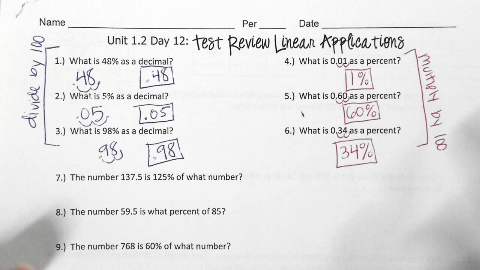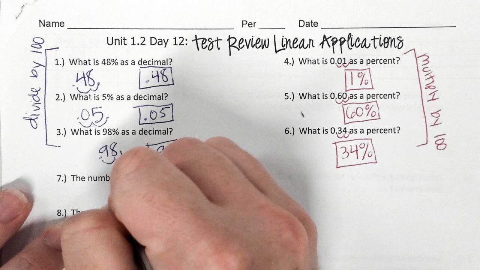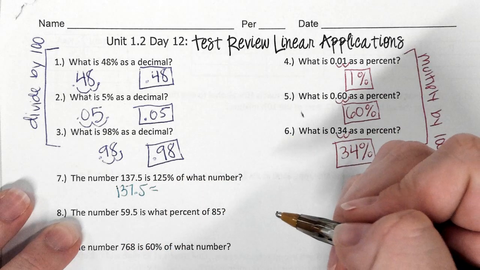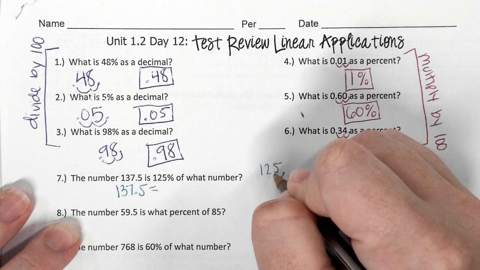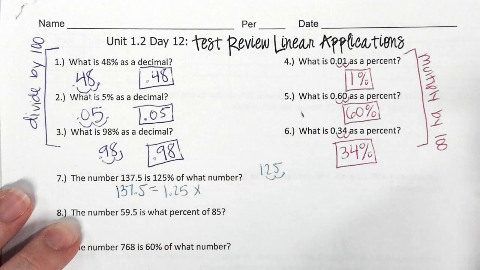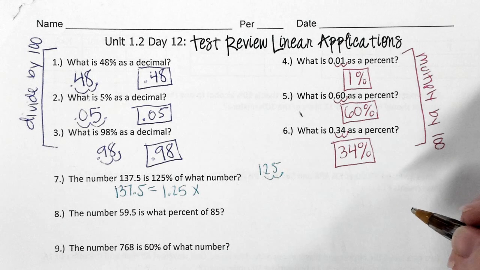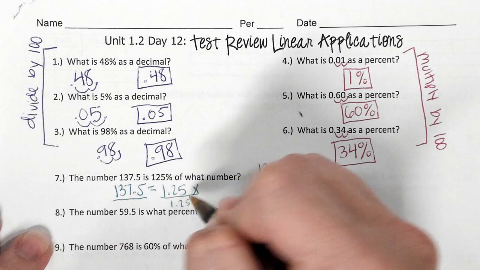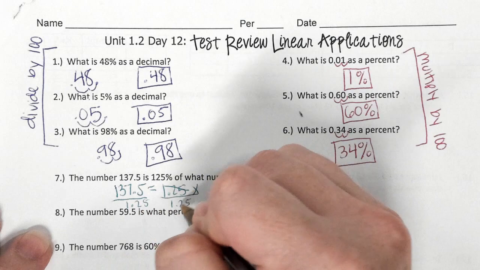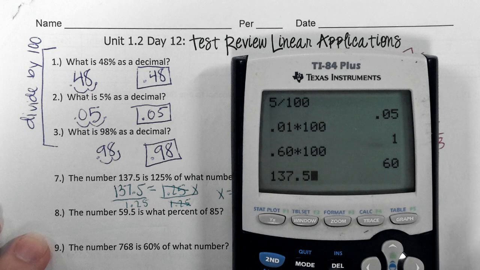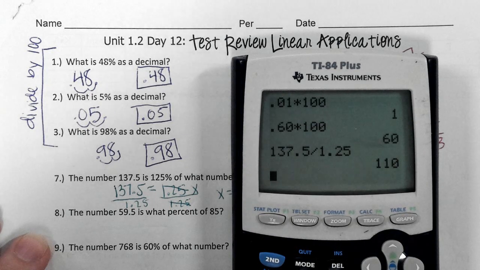Okay, 7, 8, and 9, these were the simpler percentage problems. So 7 says the number 137.5. Remember, you set it up as you go. Is means equals 125%. Well, 125%, the decimal is here, move it twice, it becomes 1.25 of what number? Well, we don't know, so that's x. How would I solve this? I would divide both sides by 1.25. This cancels, and I get x equals 137.5 divided by 1.25, which gives me 110.